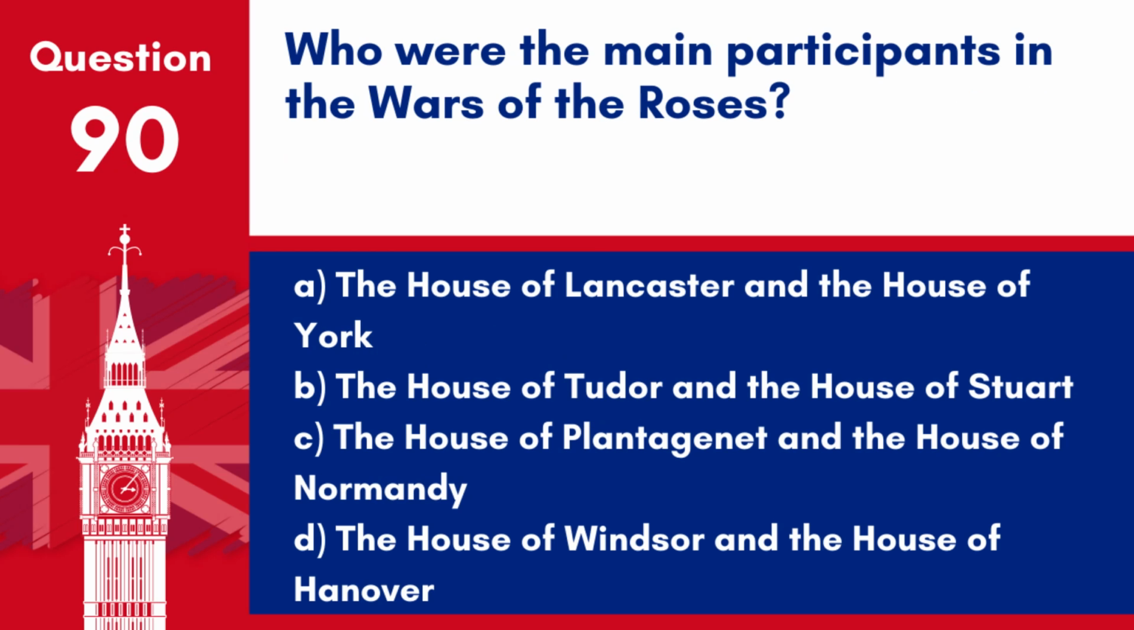Question 90. Who were the main participants in the Wars of the Roses? A. The House of Lancaster and the House of York. B. The House of Tudor and the House of Stuart. C. The House of Plantagenet and the House of Normandy. D. The House of Windsor and the House of Hanover. Answer: A. The House of Lancaster and the House of York. The main participants in the Wars of the Roses were the House of Lancaster and the House of York.